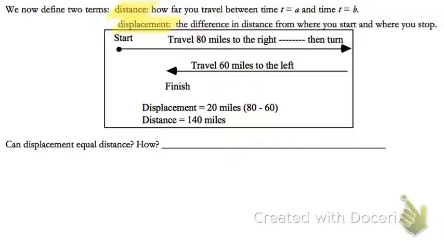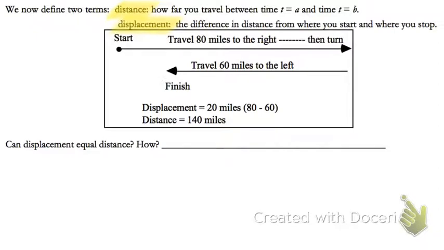So here's a little image to help us see this. If we start here and we travel 80 miles to the right and then we decide to turn around and travel 60 miles to the left and stop here, my displacement is only 20 miles, because if I move 80 miles one way and 60 miles back the other way, I've only really gained 20 miles. But my distance, if you add together both of them, would be 80 plus 60. So without direction, I just want to know how far I went. So 80 plus 60 would be 140 miles.